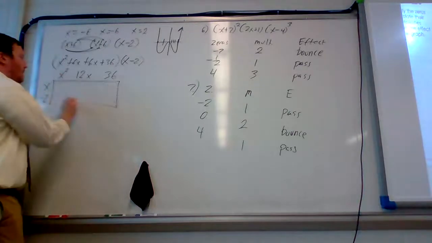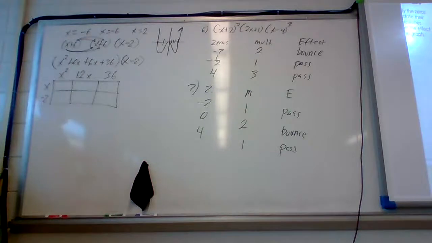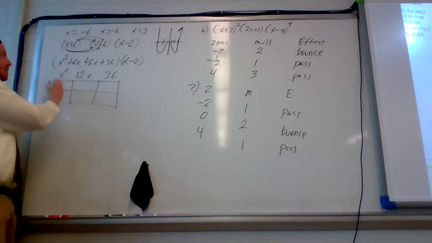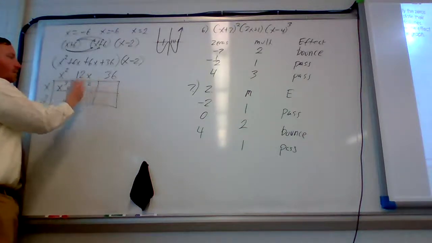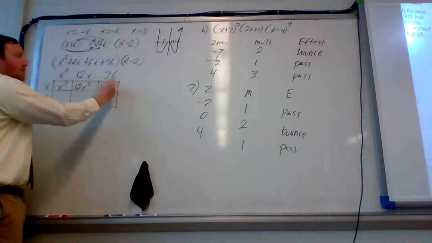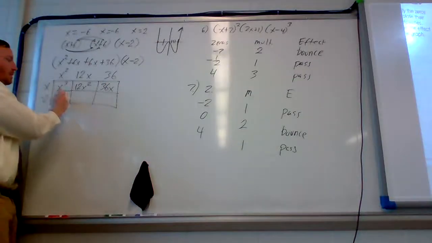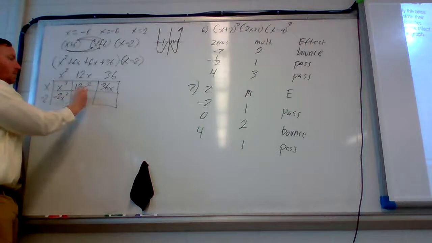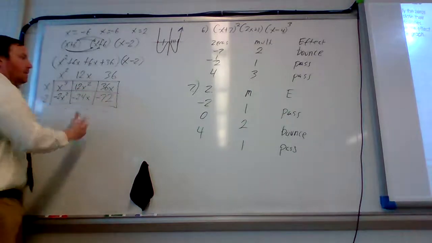So again, I can use that box method. Multiply to get inside of our box. x times x squared gives us x cubed. x times 12x, 12x squared. x times 36 is 36x. Then you go to your next row. Negative 2x squared, negative 24x, and negative 72.